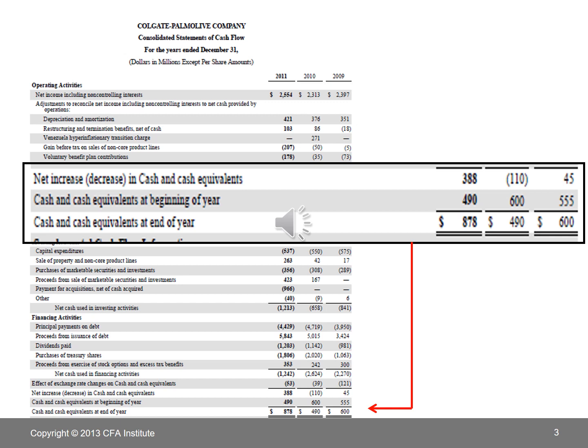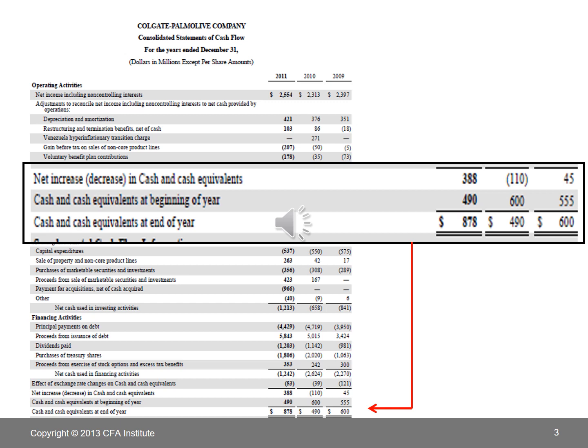Broadly speaking, the cash flow statement provides information about a company's cash receipts and cash payments during an accounting period. Looking at the bottom of the statement of cash flows, we can easily see the increase or decrease in cash and cash equivalents for each year for the company.